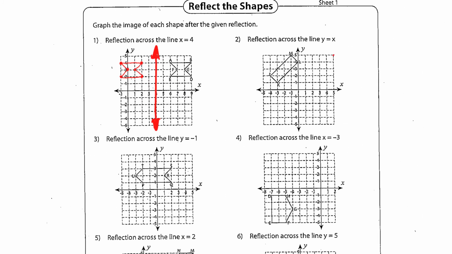Okay, number 2 is across the line y equals x. Just use the rule I just gave you on that. Number 3 says across y equals negative 1. That's this line. And number 4 says across x equals negative 3. That's this line.